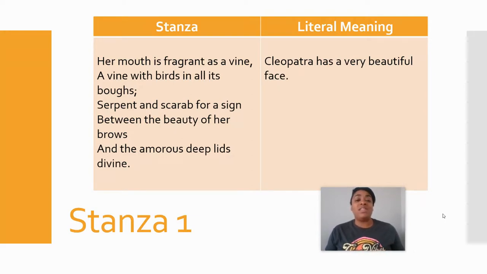Then it says, between the beauty of her brows. So here are our brows, and between the beauty of our brows is our face. So my literal meaning is that Cleopatra has a very beautiful face. They also use the word divine. I'm going to give you a few moments to revise or add to your literal meaning. And scholars, as you can see, I kept my literal meaning one sentence.